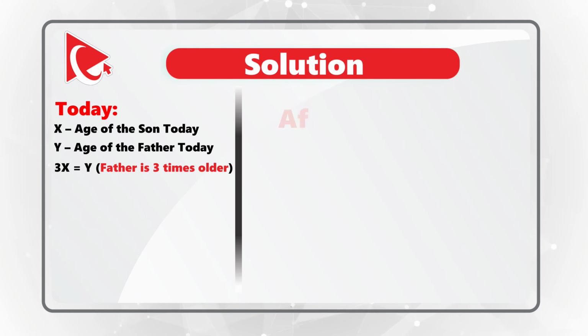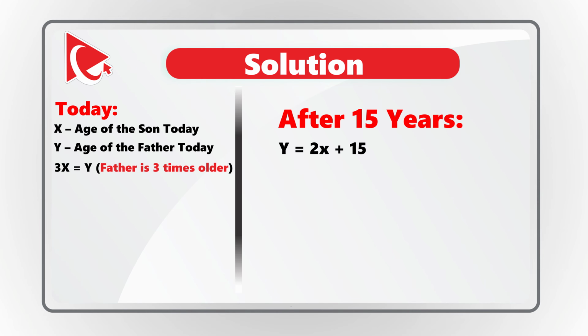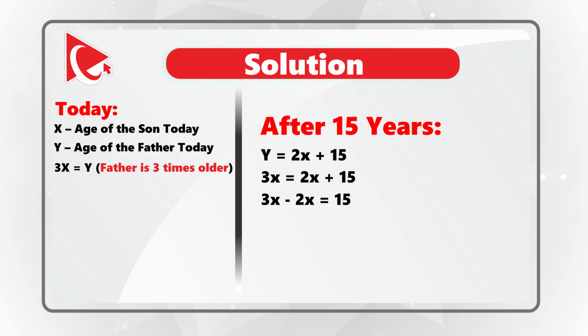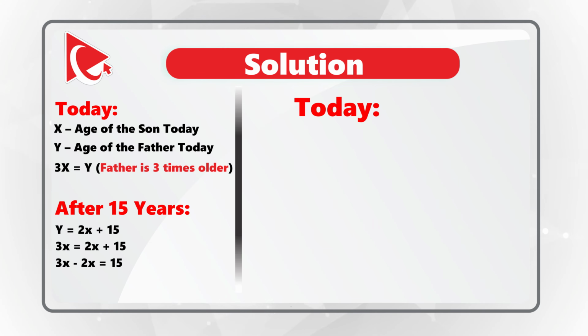After 15 years, our expression will be different. The new expression will be y equals 2x plus 15. Because in both cases y is the same, we can build a new expression: 3x equals 2x plus 15. Once we simplify, 3x minus 2x will equal 15, and after completing the calculations, x will be equal to 15 and y will be equal to 45.